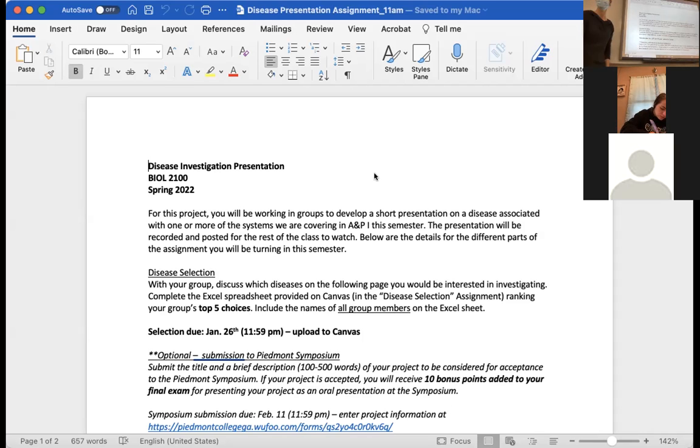Getting into this, the idea is to investigate a disease that's associated with one or more of the systems that we're going over in AMP1. So it might be the skin, tissues, nervous system, muscles, bone. I think those are the main ones. I'll talk about the options for you to choose from. At the end of this, I have a list of them.